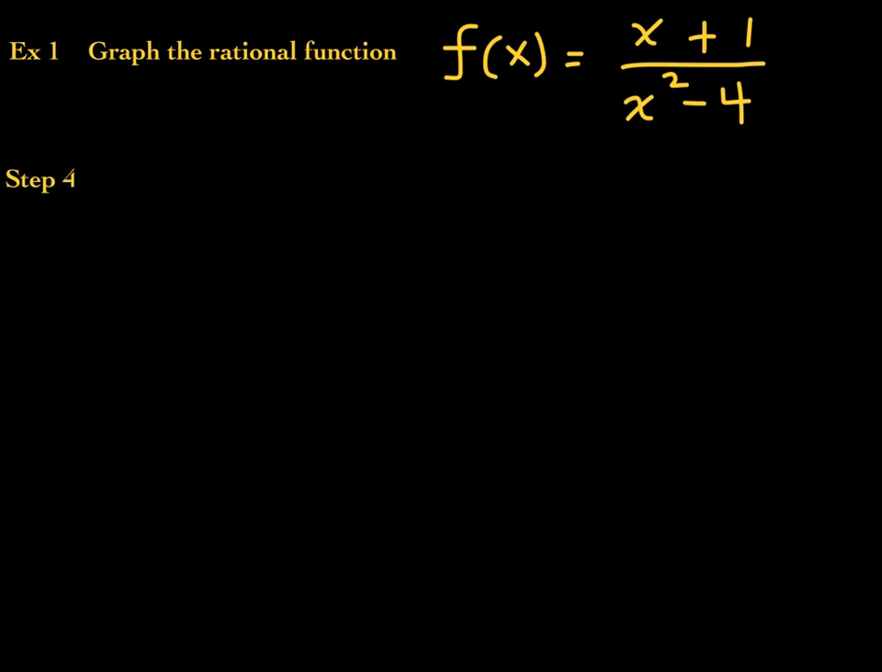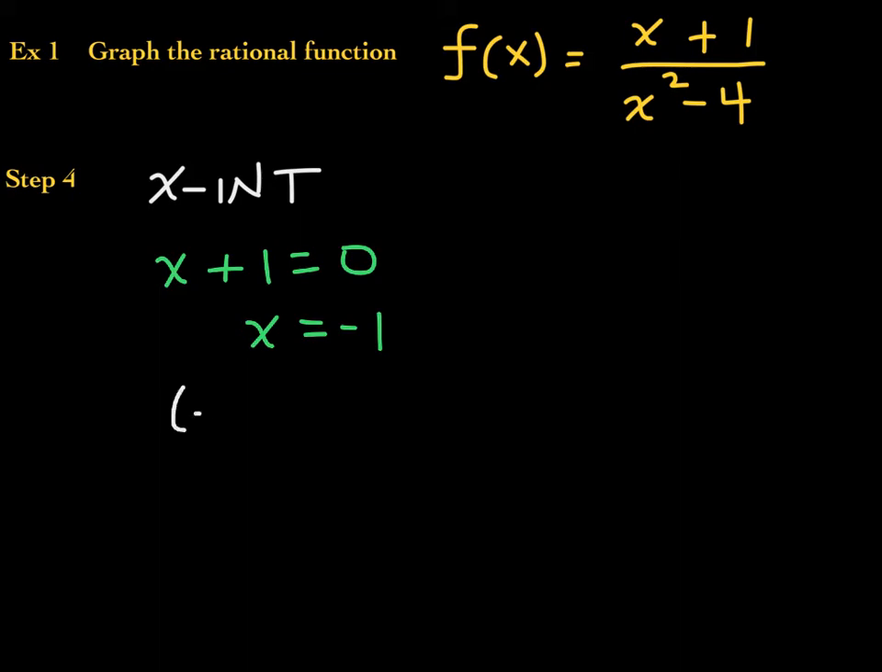Step 4, we want to find the intercepts. Let's find the x-intercepts first. Now, in order to find the x-intercepts, what we want to do is take the numerator only, set it equal to 0, and solve. All right, so here's my numerator, x plus 1 is equal to 0. When I solve this, I get x is negative 1. So the ordered pair for your x-intercept, which you only have one, is negative 1, comma 0. That's your x-intercept, okay, everybody? And keep in mind, you only have one x-intercept.